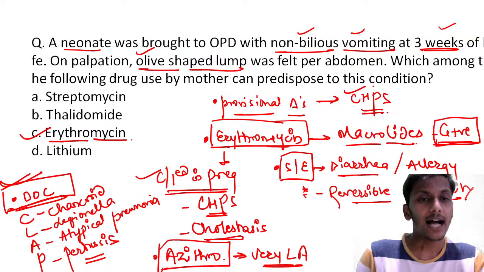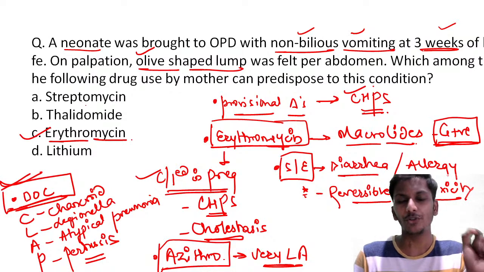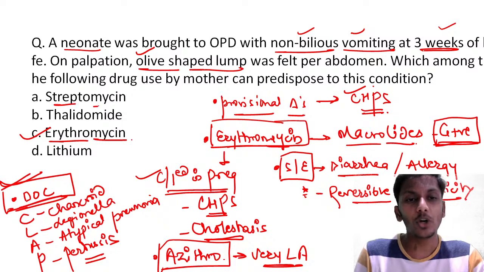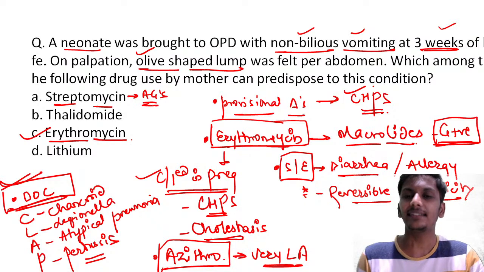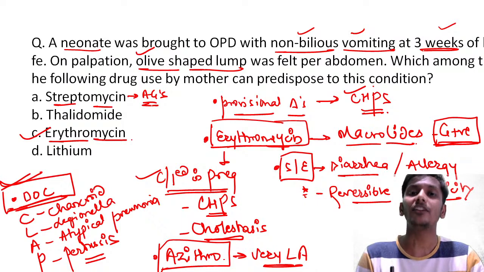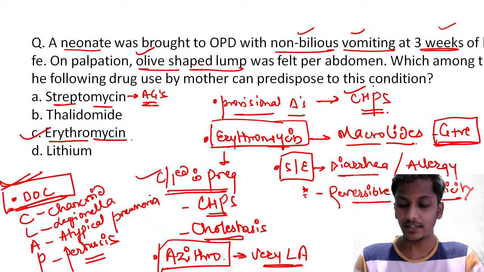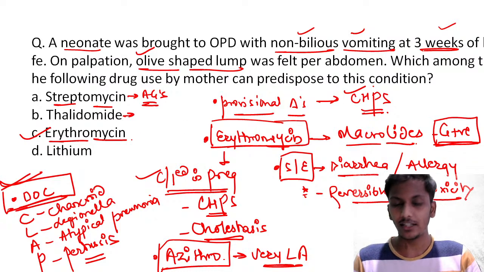Just before that, I would like to give you an idea about some other drugs. Streptomycin belongs to which group of drugs? Streptomycin belongs to the aminoglycoside group of drugs, and the characteristic side effects of streptomycin would be ototoxicity as well as nephrotoxicity. Okay, aminoglycosides can predispose to both ototoxicity as well as nephrotoxicity. These are important drug side effects that are usually asked. These are commonly repeated side effects for these drugs.